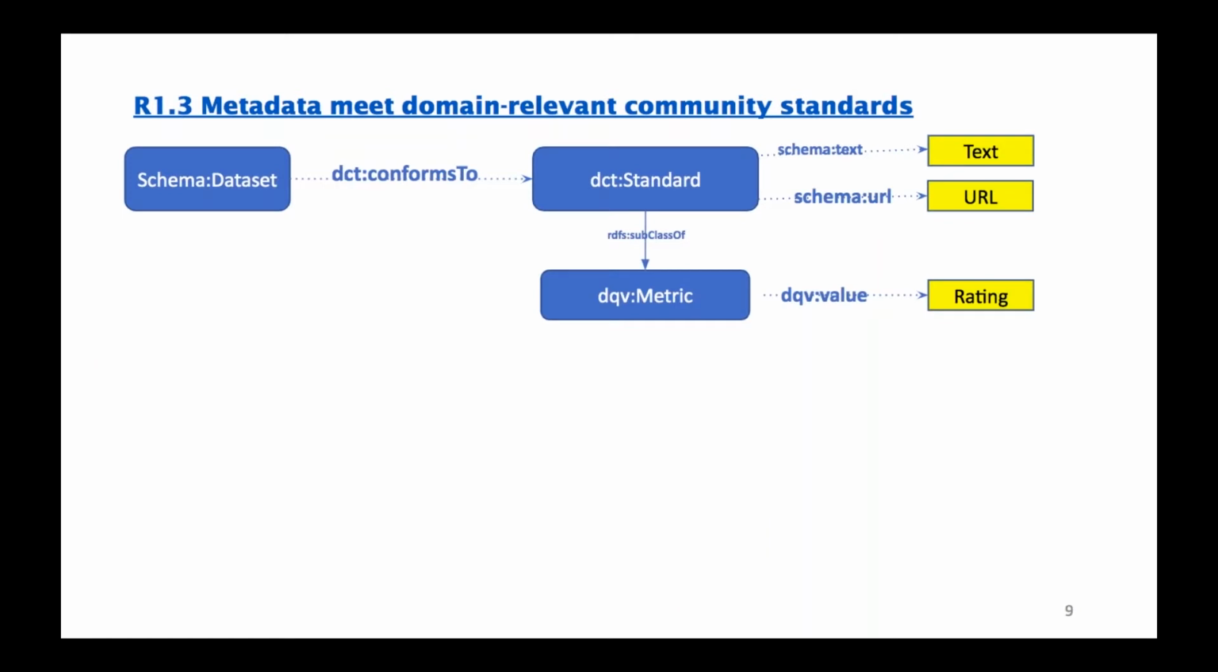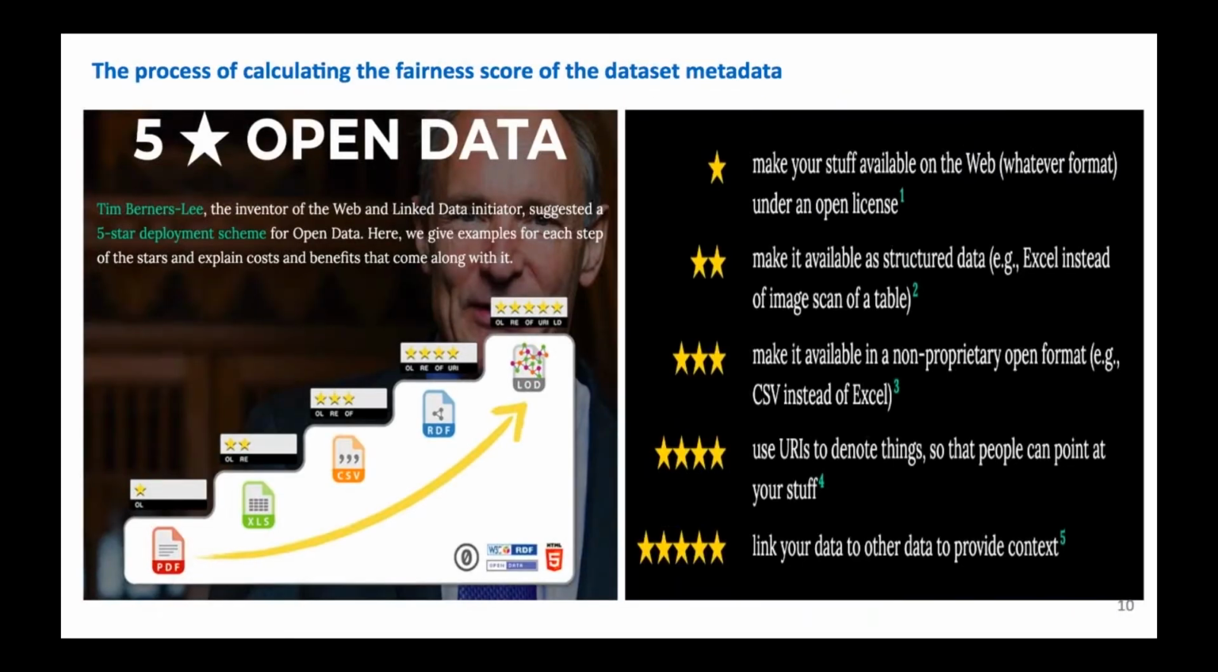Here we have a procedure for how to calculate the fairness score of the dataset. We are following the 5-star open data deployment scheme by Tim Berners-Lee. He indicated the stars from 1 to 5 according to the openness of the data and publishing on the net. We categorize the 15 principles in five categories: 1 star, 2 stars, 3 stars, 4 and 5 stars.